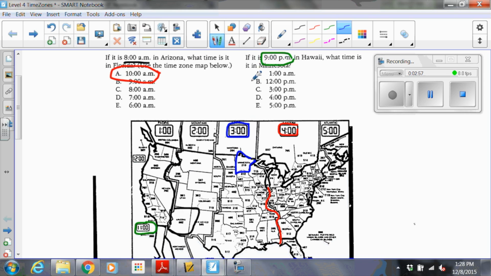If you chose that there is a 4-hour time difference, you are correct. 1 a.m. is the correct choice for this given exercise.